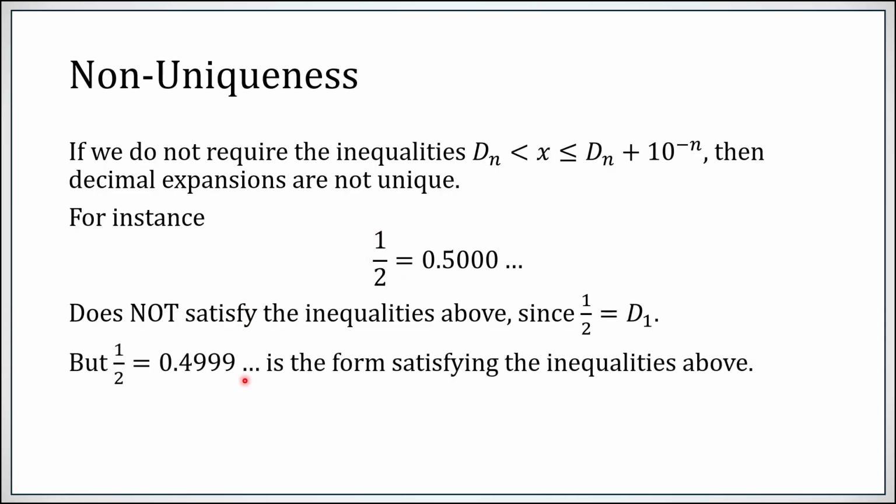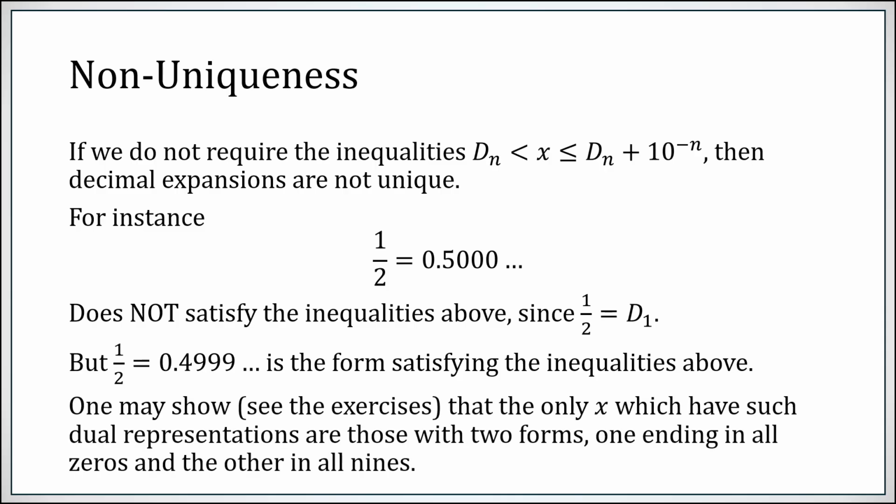However, 0.49999 and then 9s go on forever does actually satisfy these. And if you look at the sequence of truncations, you would get 0.4, 0.49, 0.499, 0.4999, and so forth. What's the supremum of that? 1/2. So 1/2 is represented by this other decimal expansion.